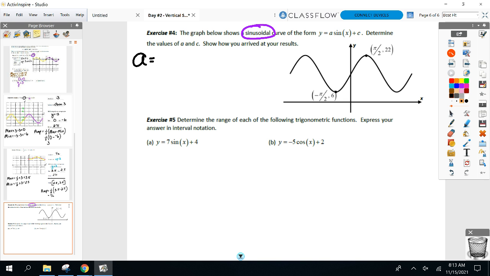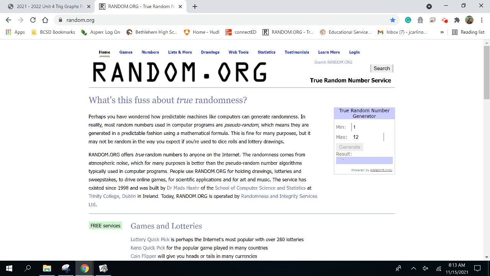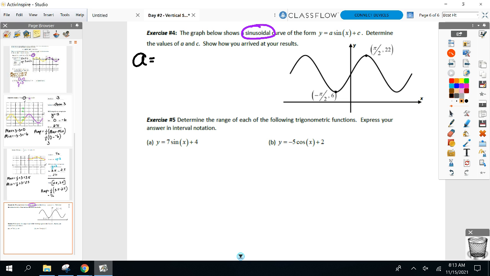The A value is just a fancy way of me saying find the amplitude. You guys have a formula for that? What's the formula to find the amplitude, the A value out in front? What's my formula I've been using for amplitude? 1/2 max minus min. That's how I find the number out in front, the A value.